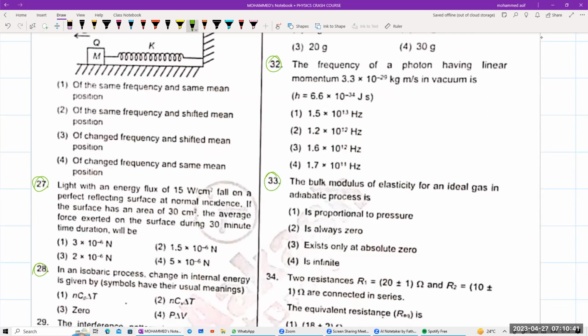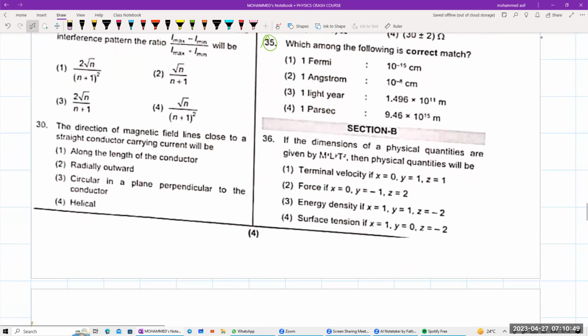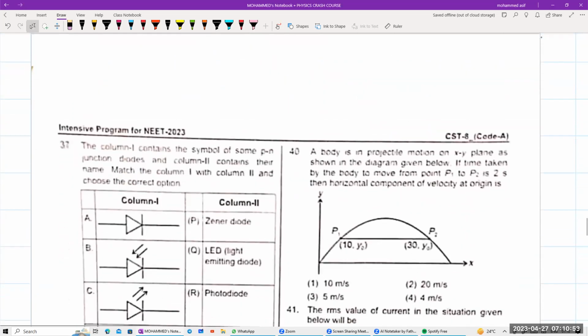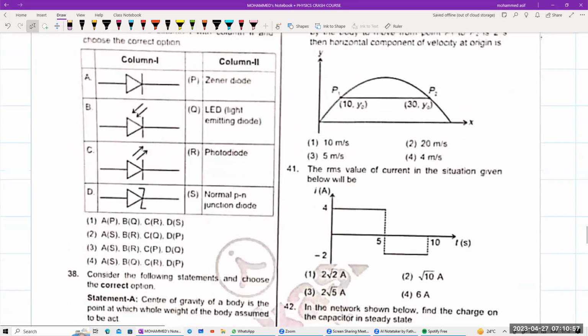We can do 33, bulk modulus. Question number 34 also we can do. And question number 35 also we can try to do. Question number 36 also we can do, it's units and dimensions. Then question number 37 we can do, it's semiconductors.